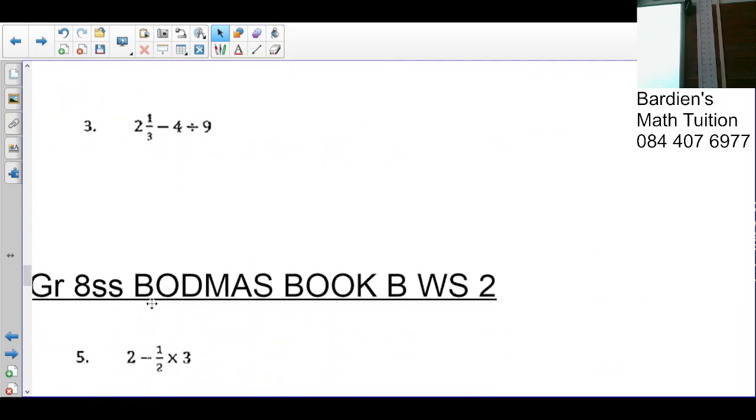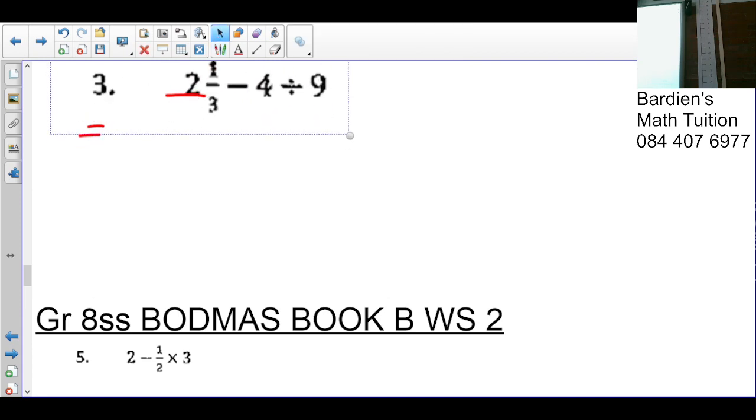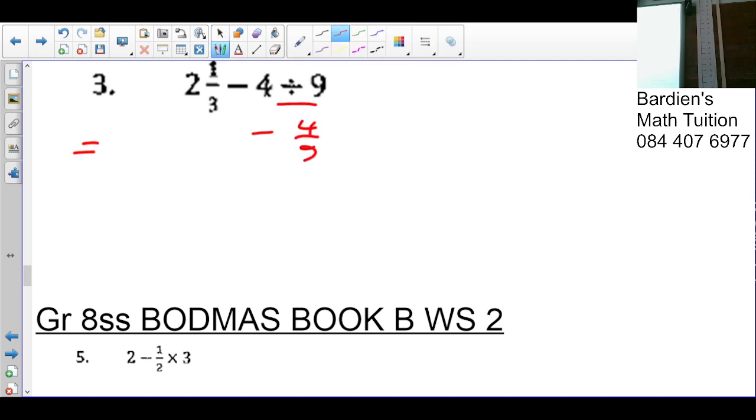What needs to be done first here? Division. So that is going to be written as 4 over 9. But this I'll change to improper, so you times and add. So it's going to be 7 over 3. Are the denominators the same? No. So I need to find an LCM. When do I find an LCM? Only when you're adding or subtracting something.